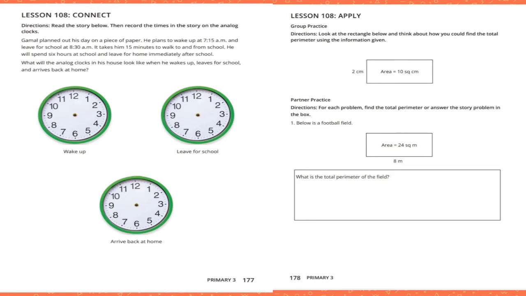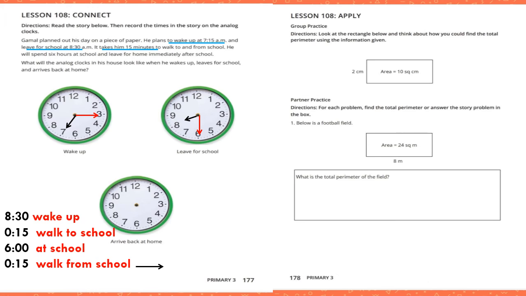Lesson 108, the connect part. Gamal planned out his day on a piece of paper. He plans to wake up at 7:15 a.m., short hand on 7, tall hand on 3, and leave for school at 8:30 a.m., short hand on 8, tall hand on 6. It takes him 15 minutes to walk to and from school. He will spend 6 hours at school and leave for home immediately after school. What will the analog clocks in his house look like when he arrives back at home?